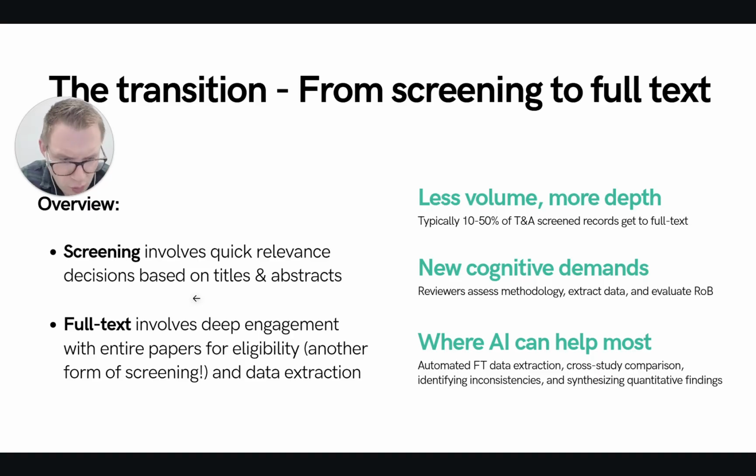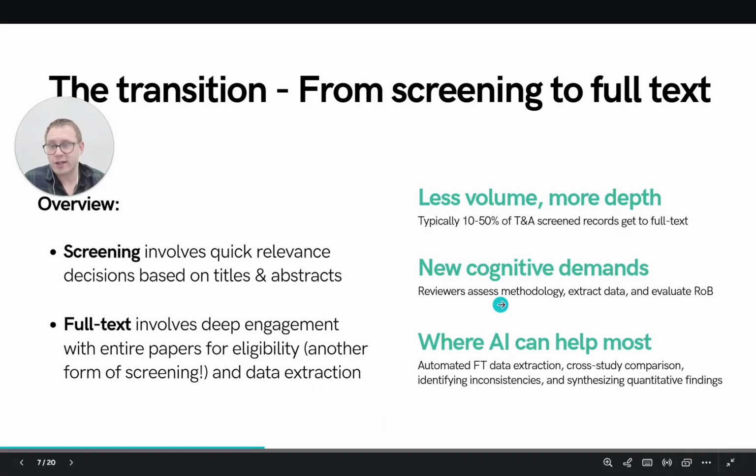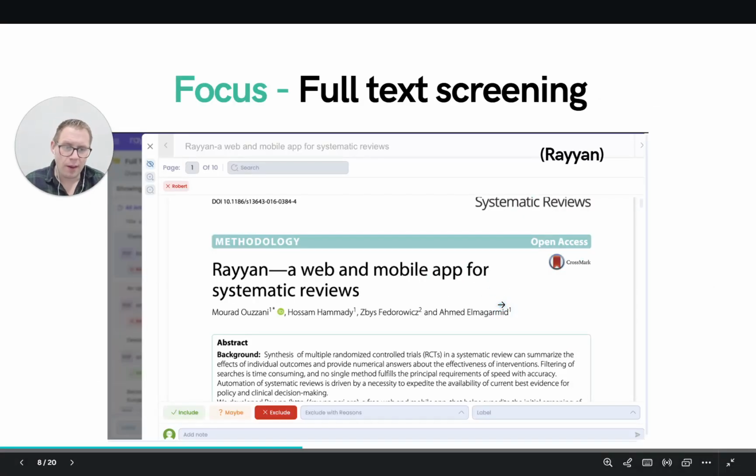And then, in short, where AI can help most, automated data extraction, though there are concerns about making sure you're actually learning the contents of a paper. Indeed, cross-study comparisons, identifying inconsistencies, and we'll get a little bit into evidence synthesis as well.